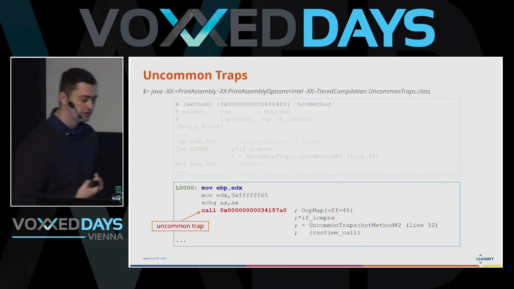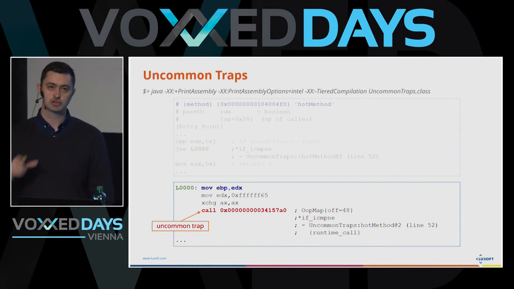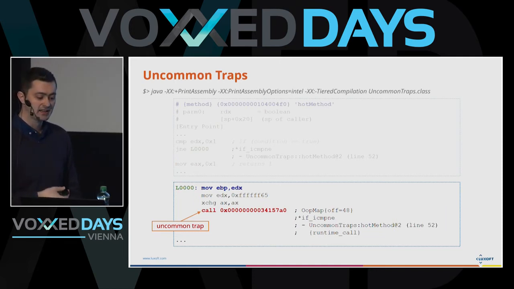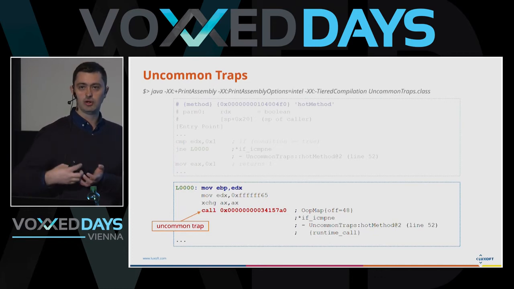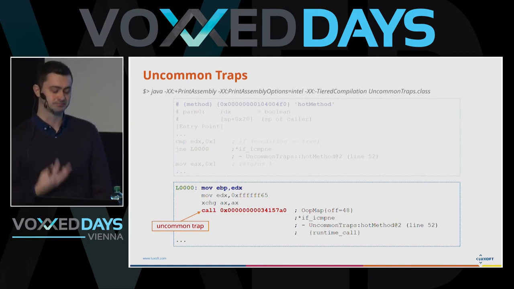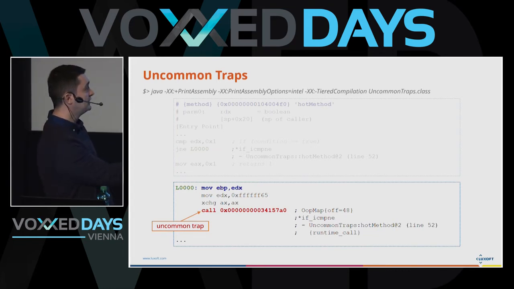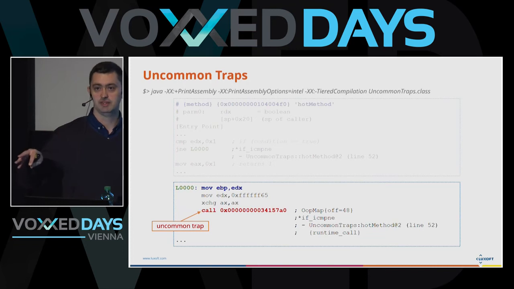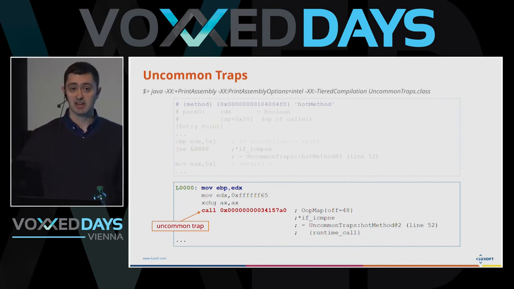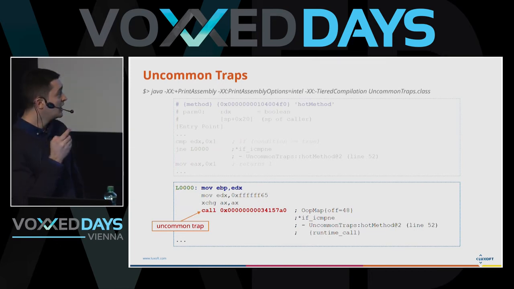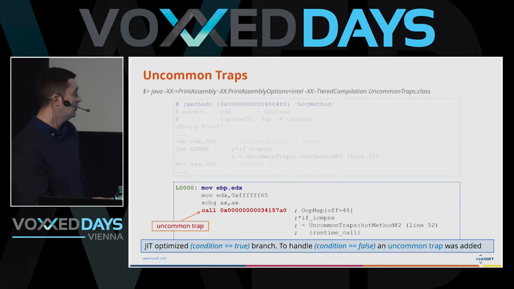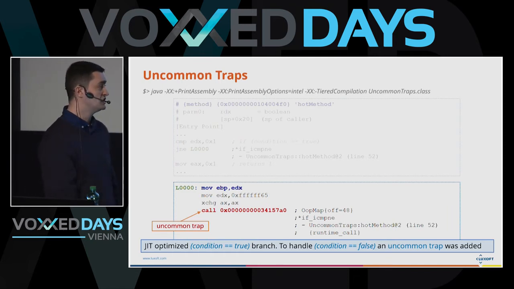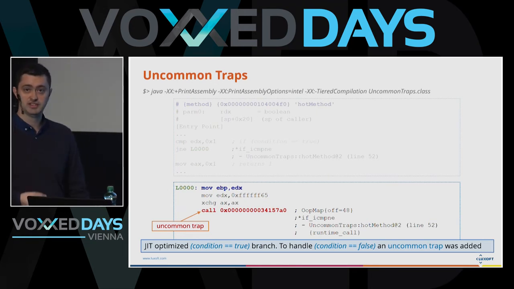What's an uncommon trap and how does it work? Because I called my method during the runtime only with true, 20k times, the just-in-time compiler assumed that it is unlikely to be called with false, and added an uncommon trap. An uncommon trap is a call to this address. When it happens, the just-in-time compiler locks the method, marks it as not entrant, and switches back to the interpreter. So the JIT optimized for the moment only the true branch, and for the false branch inside the code it put this uncommon trap.